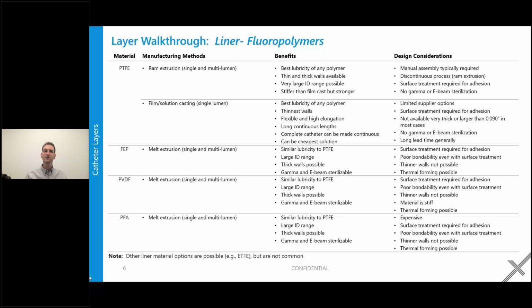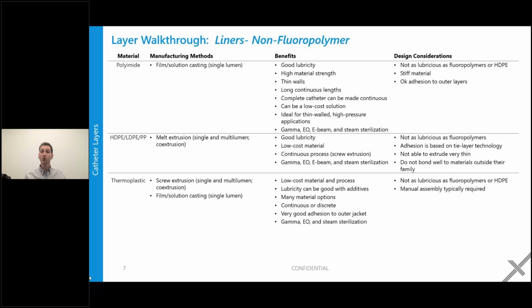So other things that we've used in the market are non-fluoropolymer. The biggest problem with these is you're not going to have the lubricity that you're going to get from PTFE. But for a lot of applications, you can get close enough, especially with additives, and they'll be fine for the application that you're doing. So polyimide is a good one. It's not that far off from PTFE. It's certainly less lubricious, but it's a pretty good material. It's not as tacky as a thermoplastic would ever be.